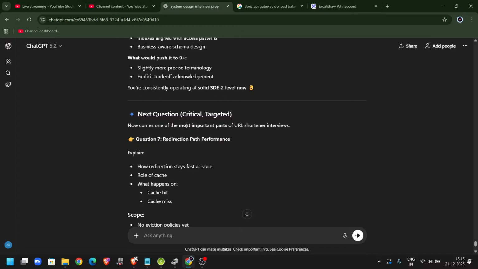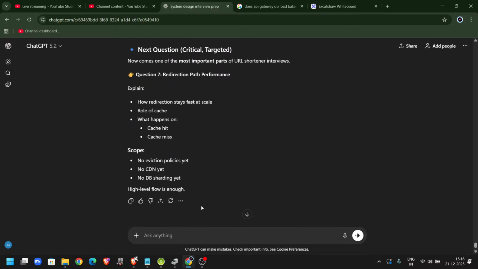Okay, cool. Now comes one of the most important parts of URL shortener interviews: how redirection stays fast at scale. Role of cache. What happens on cache hit, cache miss? I think we have talked about this multiple times, but it wants it in detail. So okay. Redirection stays fast due to multiple reasons which depend on the flow.